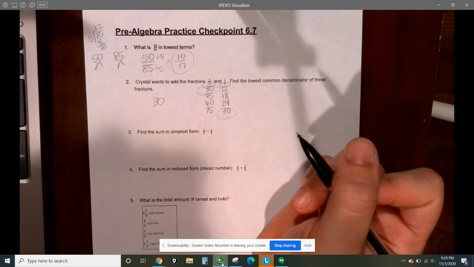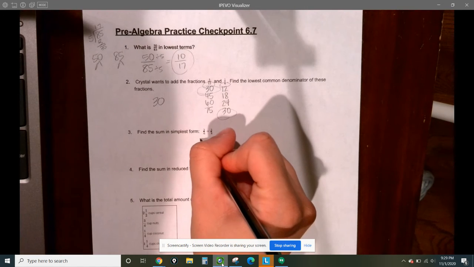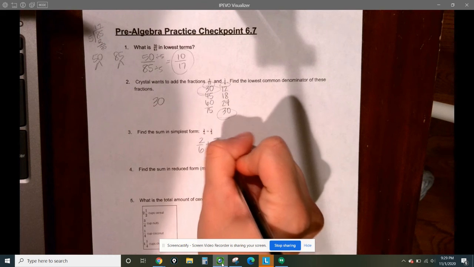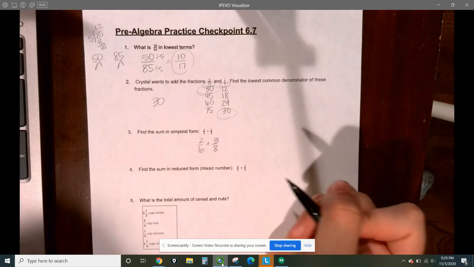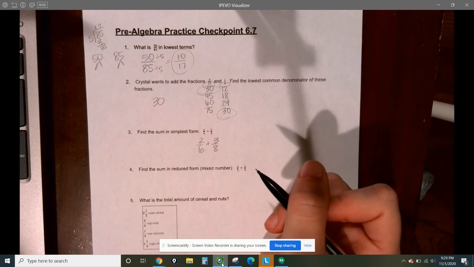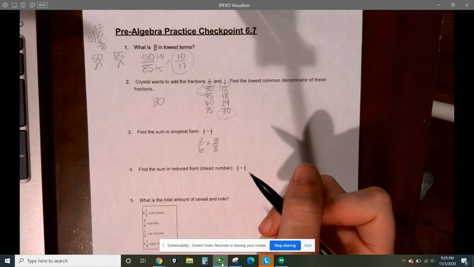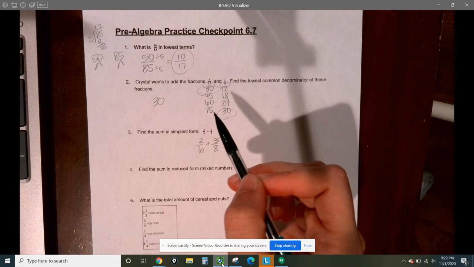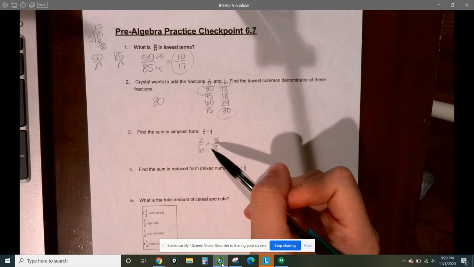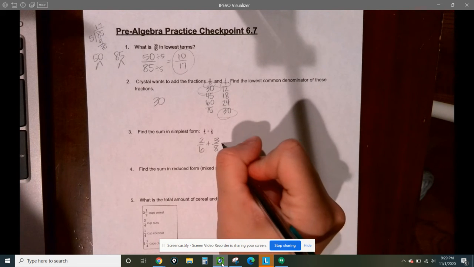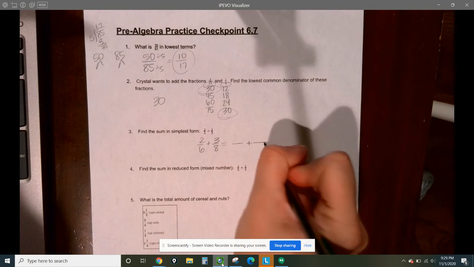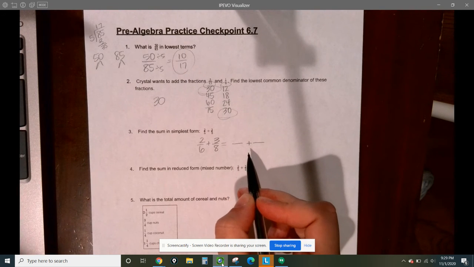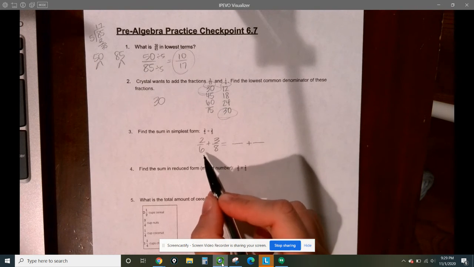Number 3, find the sum in simplest form. This says 2/6 plus 3/8. We learned in these lessons that when we want to add fractions, we have to have a common denominator. That's why this number 2 question was showing us how to find a common denominator. So we'll need to find a common denominator for these two fractions. What I like to do is set up 2 new fractions like this with a plus sign in between. And now I need to figure out what my denominator is going to be.